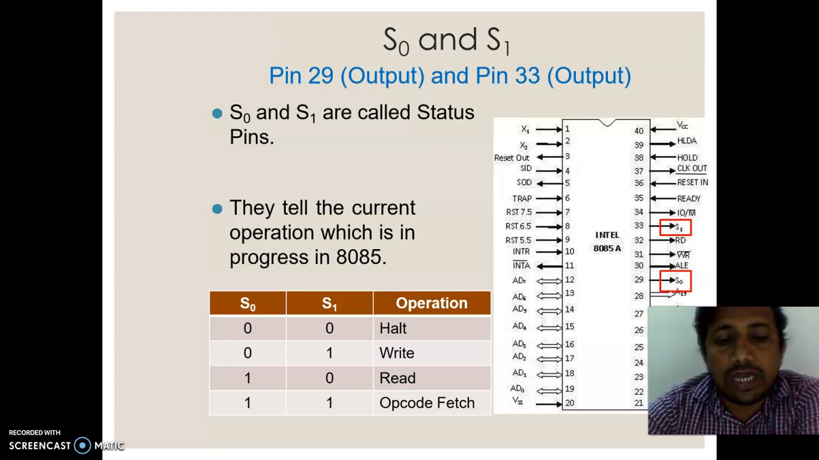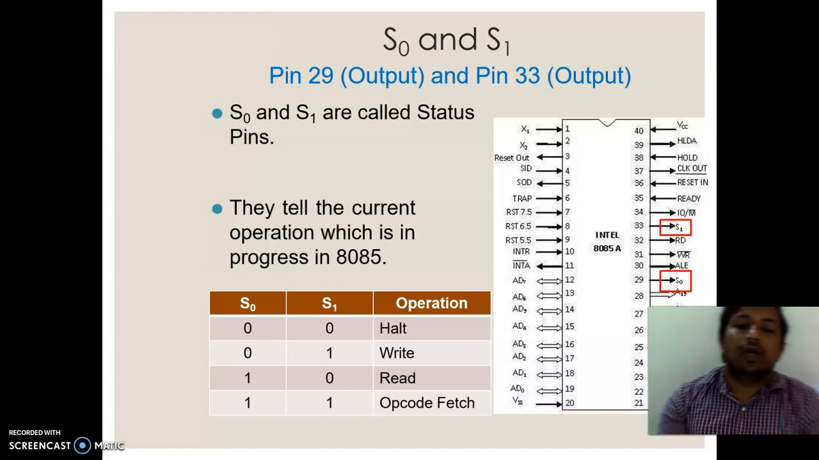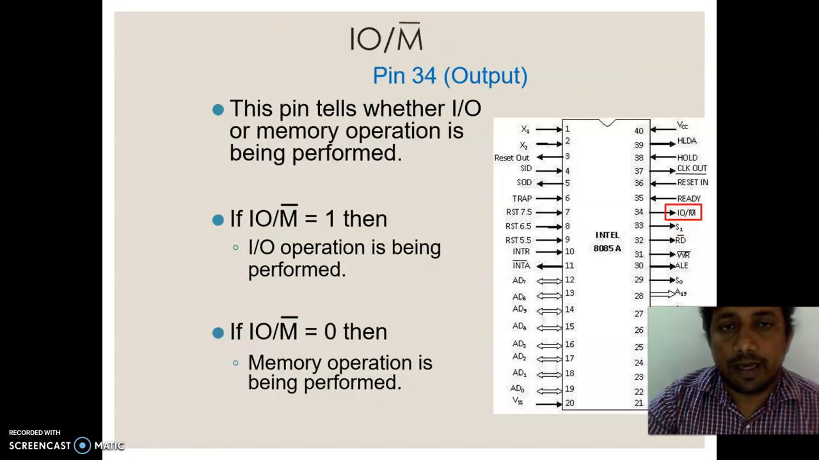That is given by the pins like S0 and S1. They are taken into consideration. The inputs S0 and S1 being 00, 01, 10, and 11 indicate halt, write, read, and opcode fetch operations respectively.